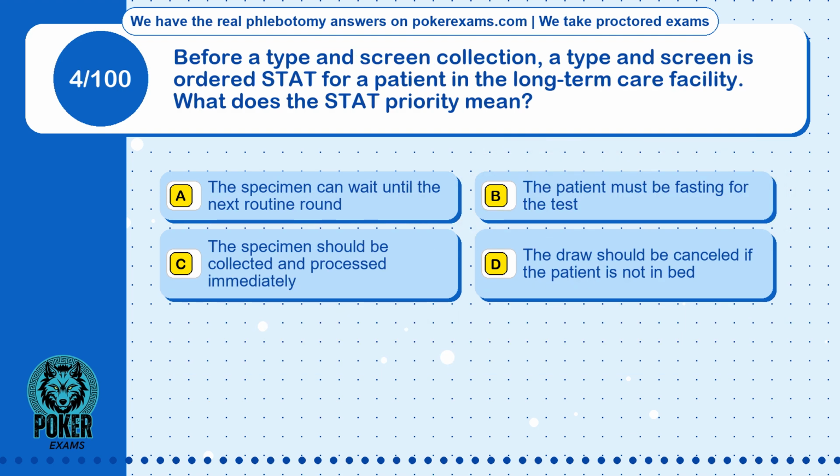Question 4. Before a type and screen collection, a type and screen is ordered stat for a patient in the long-term care facility. What does the stat priority mean?